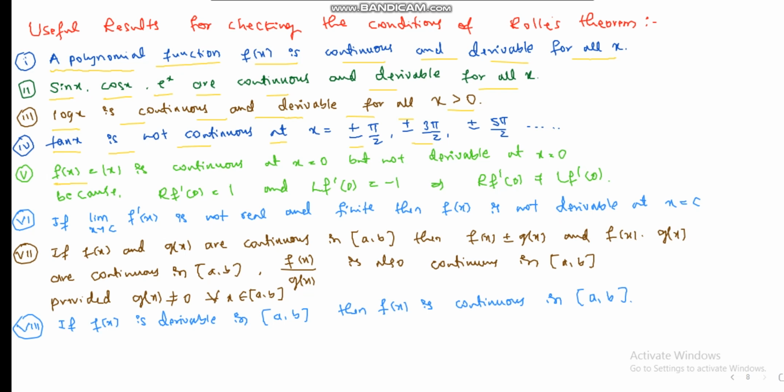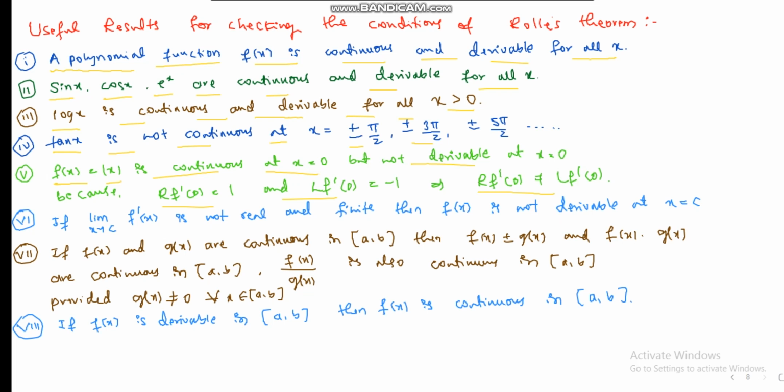F of x equal to mod x is continuous at x equal to 0 but not derivable at x equal to 0. See here, guys, because we know the right hand derivative, f dash of 0, is 1, and the left hand derivative is minus 1 because of the mod. If x is less than 0 that means minus 1, and if x is greater than 0 that means plus 1. Therefore the right hand derivative is not equal to the left hand derivative, so it is not derivable at x equal to 0.